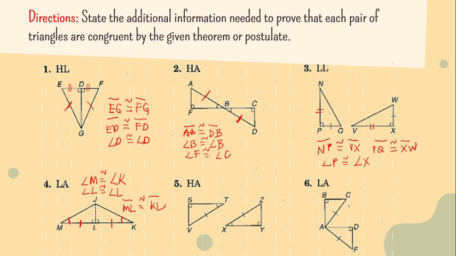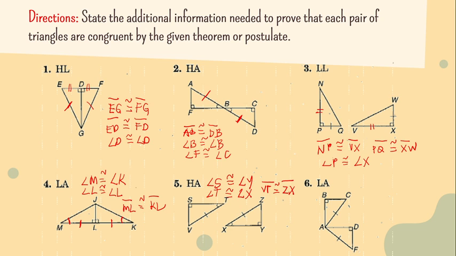For HA, ito na yung sa HA natin. So, we have hypotenuse and acute angle. So, okay na yan. We're going to just write the congruent parts. So angle S is congruent to angle Y. And then angle T is congruent to angle X. And then yung side VT ay congruent sa side ZX.